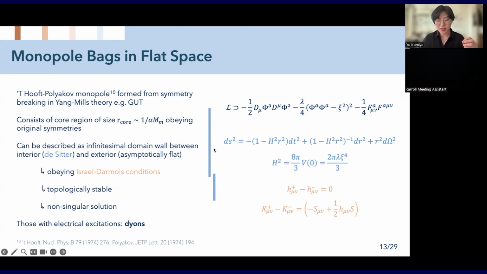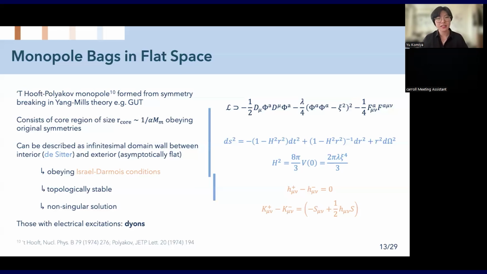So one schematic way to think about this monopole object in a more geometrical sense is if we, of course, we need the exterior region to be asymptotically flat. We can think of this core as roughly some sort of domain wall with a very small thickness, and the interior region is going to be more or less modeled by de Sitter, and it's going to be also non-singular at the center.